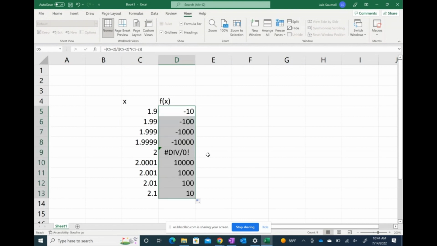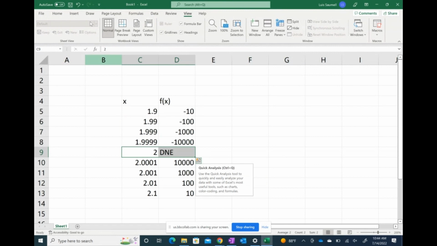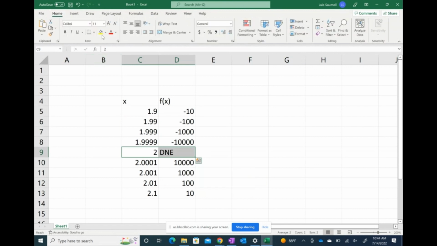Now we know that at 2 we have an issue, because that's division by 0, so we know it does not exist. But what we want to do is make a conjecture of what happens when we get very close to 2. Again, at 2 the function is not defined, but what can we say about the behavior of the function? Let's look at it from the left. When we get very close to 2 from the left, that means with numbers less than 2, what do you see the y values doing?